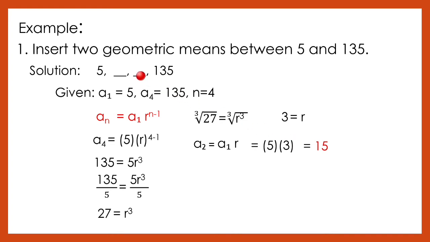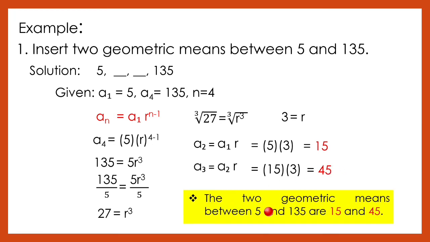Para makuha yung third term, a sub 2 times the ratio or common ratio. A sub 3 equals a sub 2 times r. Ano ba yung a sub 2 natin? Ang a sub 2 natin is 15. Multiply natin sa common ratio na 3. 15 times 3 is equal to 45. Therefore, yung dalawang geometric means natin ay 15 at saka 45. Therefore, the two geometric means between 5 and 135 are 15 and 45.